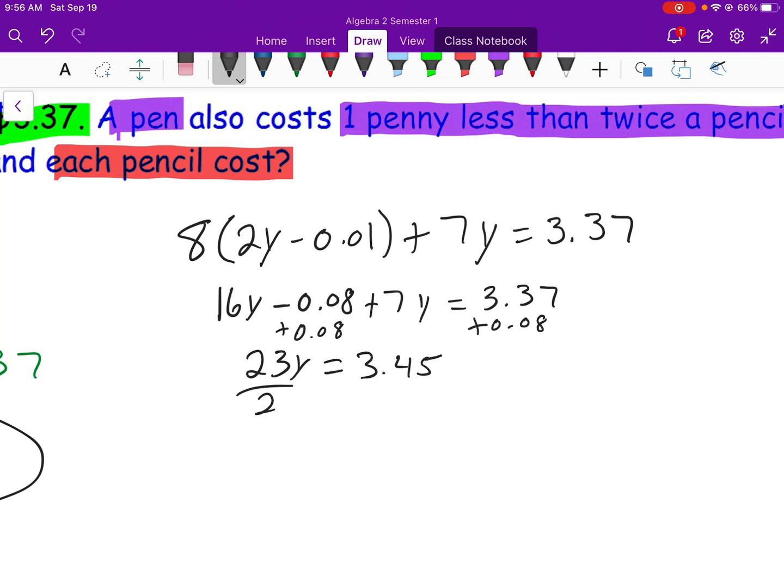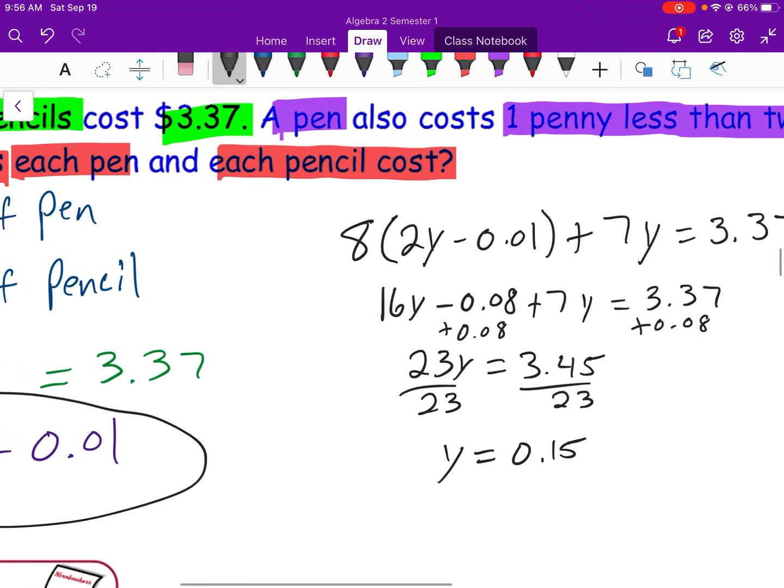Okay, divide by 23. Plug that into your calculator. You get y equals 15 cents. So now we have solved for the cost of pencils. Now we need to go ahead and find x.